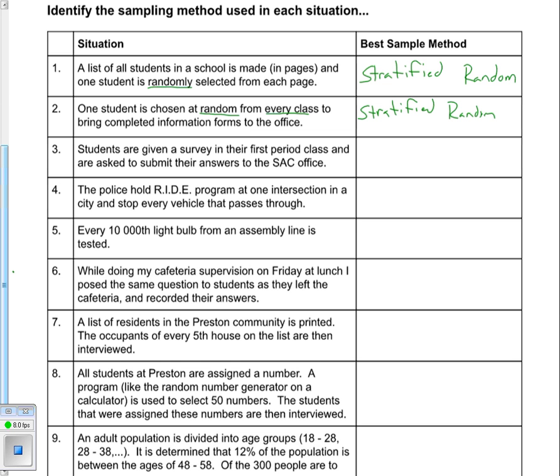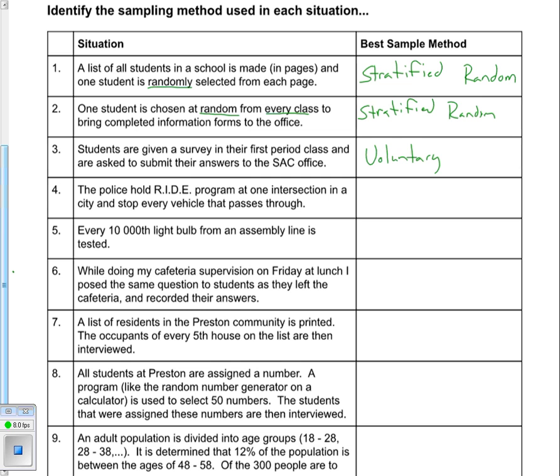Question number 3 says students are given a survey in their first period class and are asked to submit their answers to the SAC office. Okay, so no one is forcing them. People can choose to answer the survey or not. They have to choose to drop it off at the SAC office or not. Okay, and so in this particular instance, this is actually an example of a voluntary survey, or voluntary sampling technique.